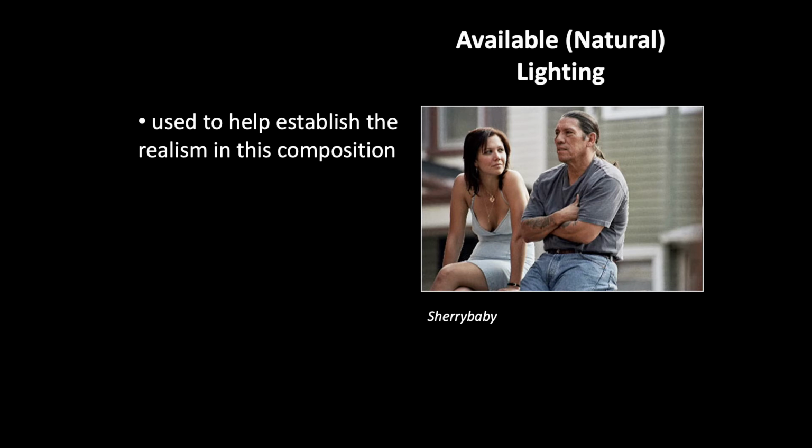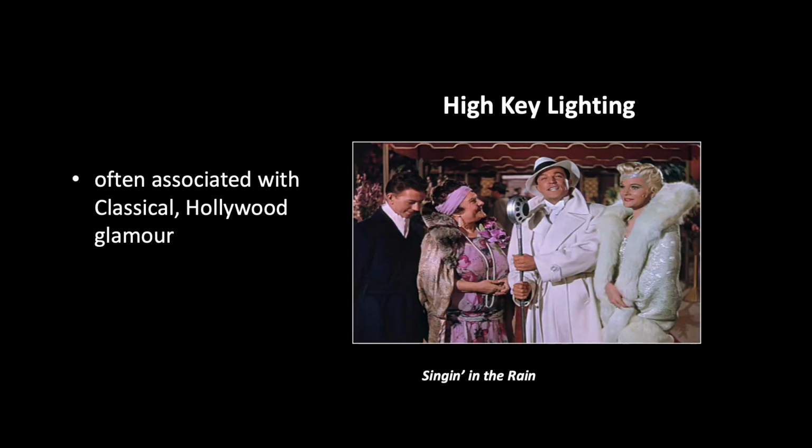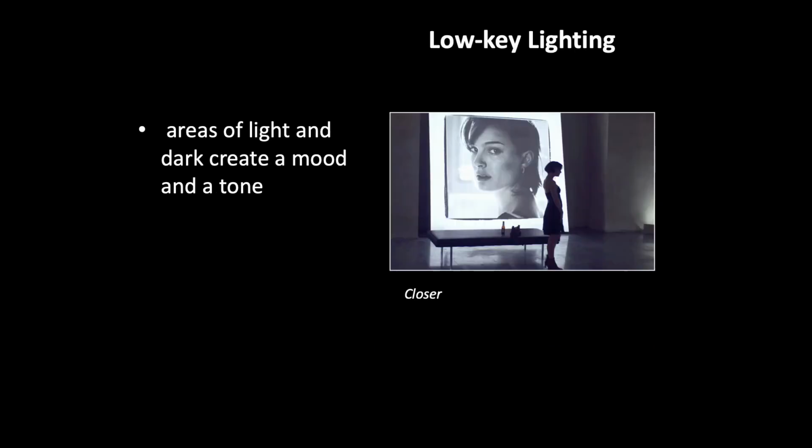An example of available or natural light from Cherry Baby. The available light is used to establish the realism in this composition. High-key lighting is often associated with classical Hollywood glamour, as it is in this example from Singing in the Rain. Low-key lighting is used in Closer to create areas of light and dark and to create a mood and a tone.